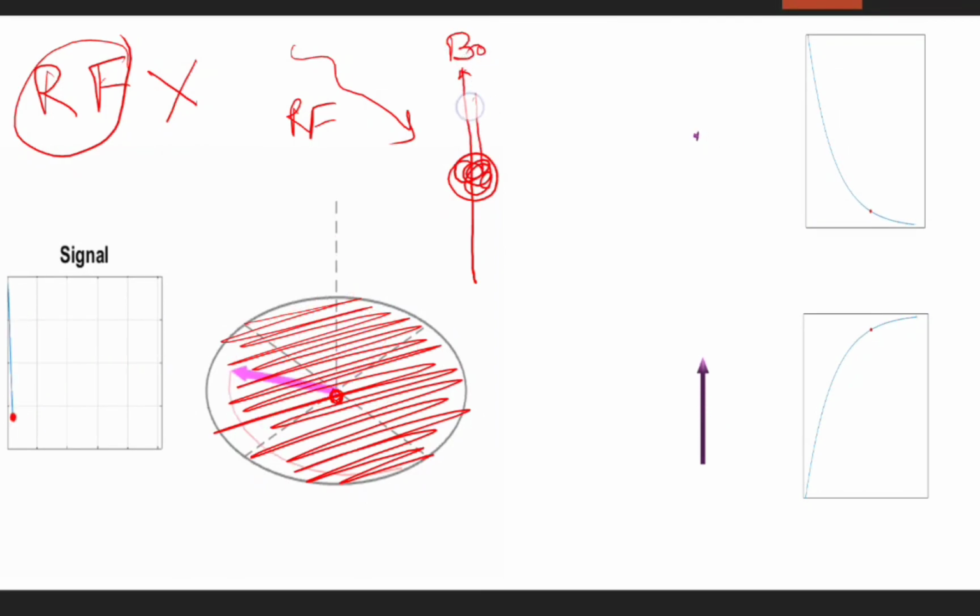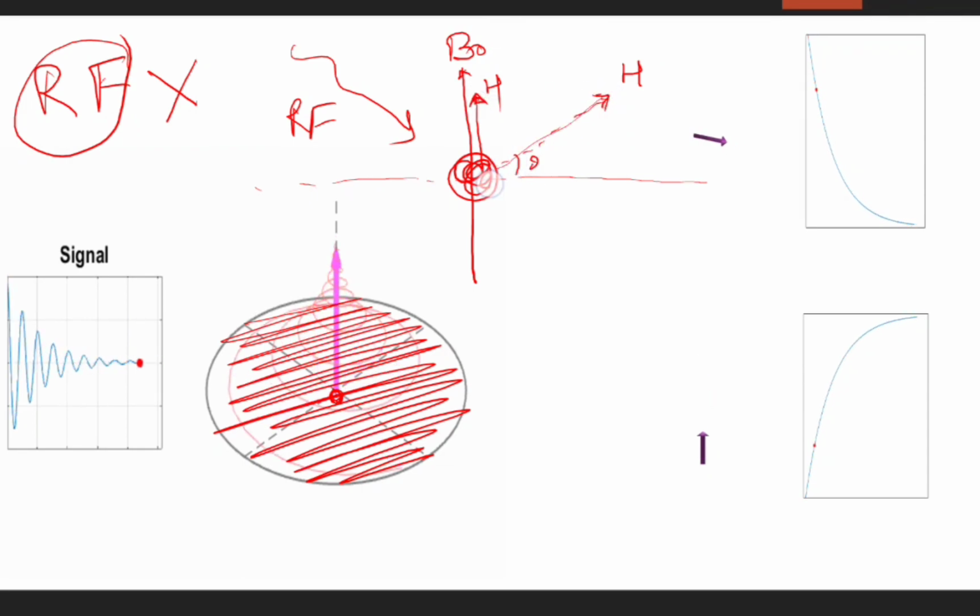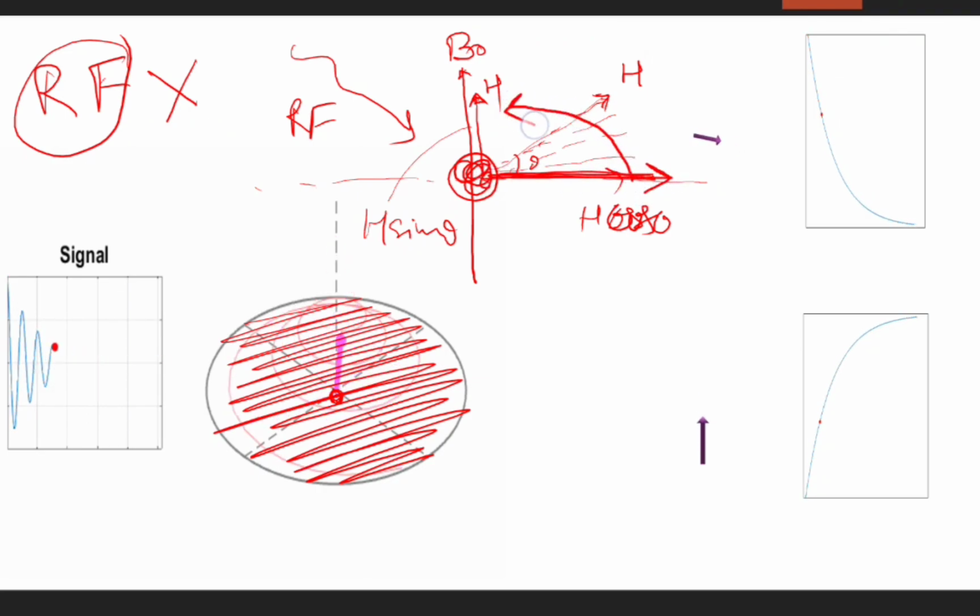So my hydrogen atom, after getting the RF, got flipped, suppose some theta degrees. After getting the RF, this hydrogen atom came here, so this will be H cos theta and this will be H sin theta. After some time this vector will go here, again here, here, here, so this vector will be maximum, and when the relaxation takes place, this will go back.